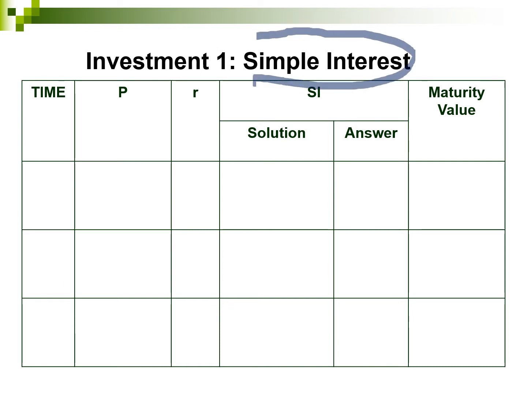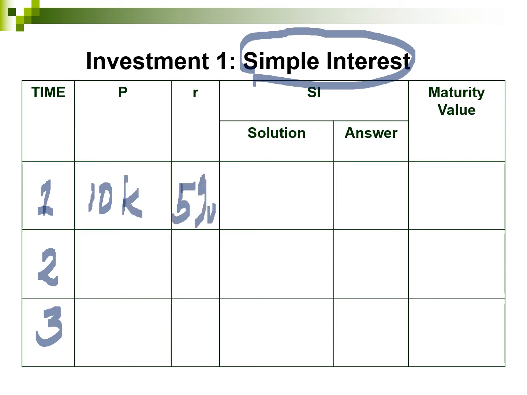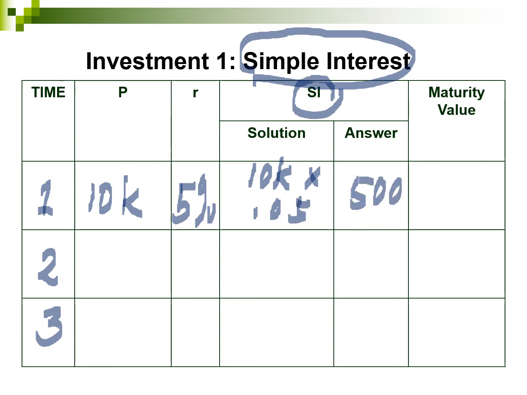So simple interest here. Time, you were given 3 years. So let's write here 1, 2, 3, meaning to say first year, second year, and third year. Principal is 10,000, and the rate is 5%. So the solution here, this part, we have to get the simple interest. So SI here means simple interest. We have to get the simple interest, and to get the simple interest, simply get 5% of 10,000. So this will be 10,000 times 0.05. And the answer is 500. This 500 is the interest of 10,000 for 1 year.